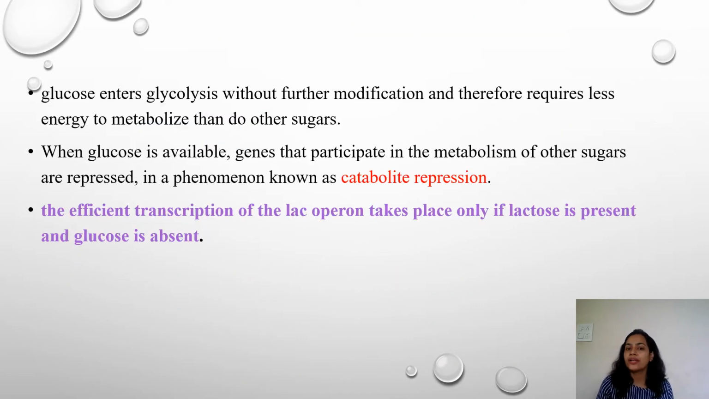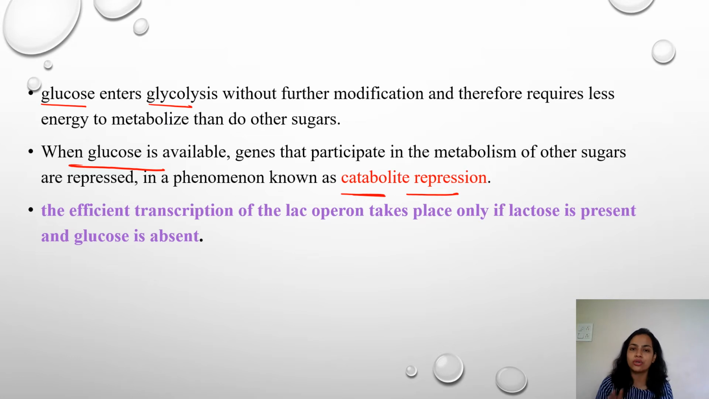Now, हमने already बात कर ली कि glucose क्या होता है? It can directly enter into the glycolysis without the modification. That's why glucose is the preferential source of energy over any other sugar. Okay, so whenever the glucose is available, the operon or the utilization of the other sugars will be reduced, and this phenomenon is known as catabolite repression.